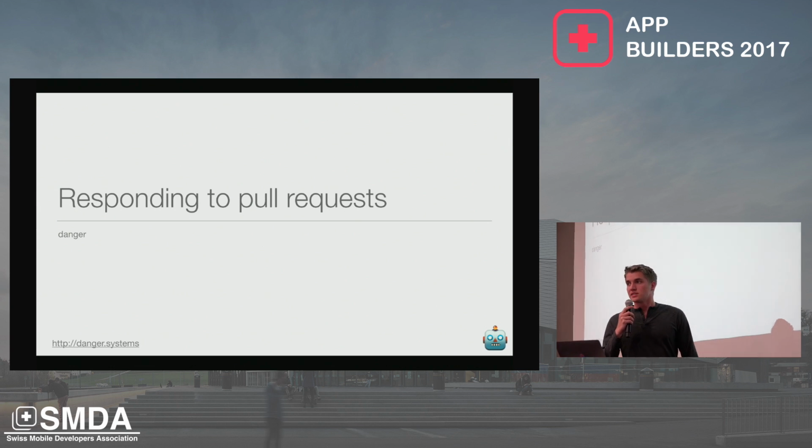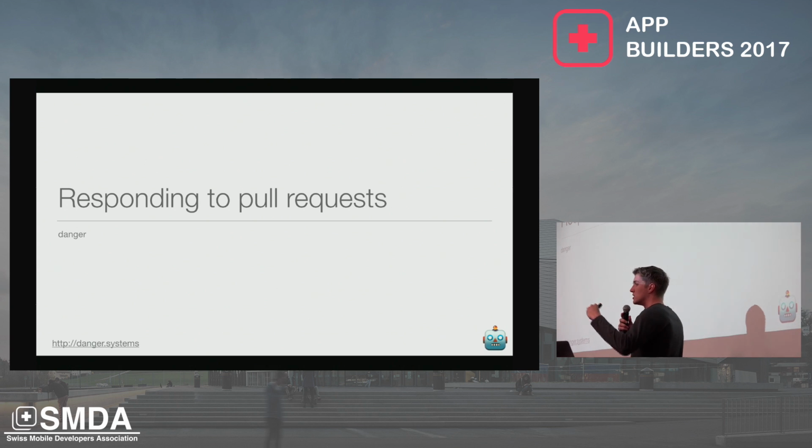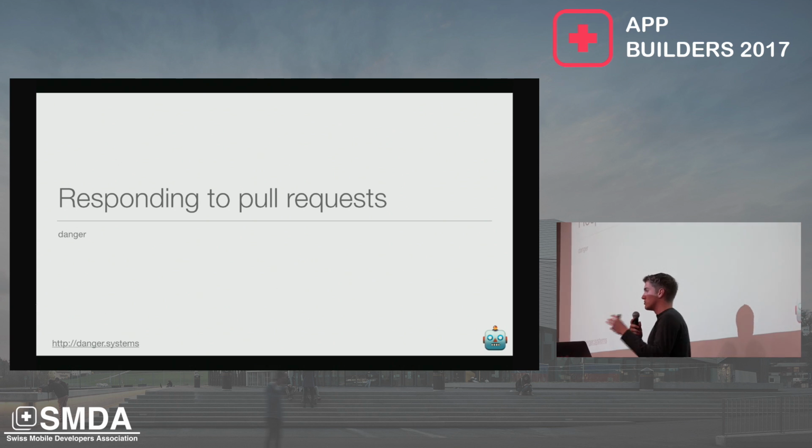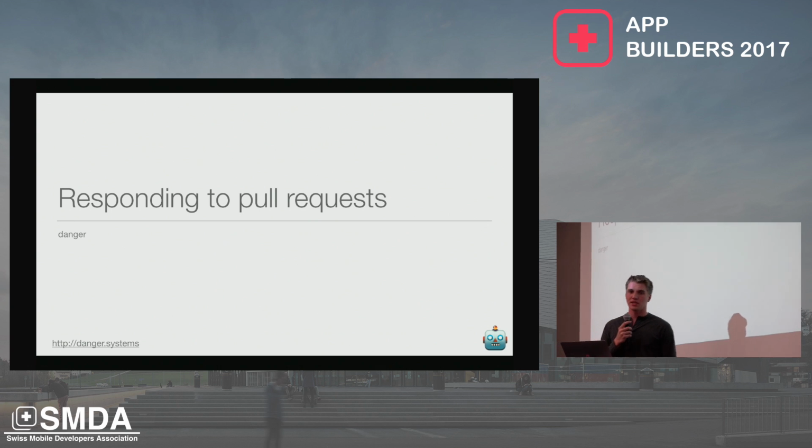That's why Orta and I started out to build Danger, a Ruby gem that allows you to define rules for pull requests. So you can do things like, if this file gets modified, show a warning on GitHub, because usually we don't want to modify this file. Or if there are 10 new lines of code, there must be at least one newly added test.